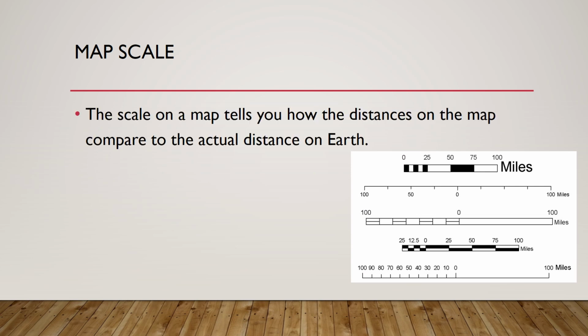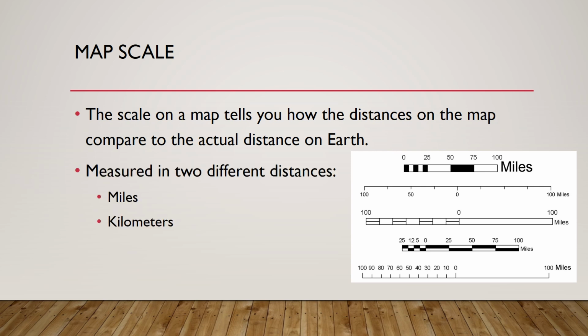So what is the map scale? Well, the scale on a map tells you how the distances on the map compare to the actual distance on Earth. As we know, when we look at a map, it's not the same area as is on the Earth. It's a shrunken version, but they are real places. So while we're looking at maybe an inch on a map, that might equal a larger distance in real life. So it's measured in two different types of distances. So you might see either miles or kilometers, or you may even see both of them.